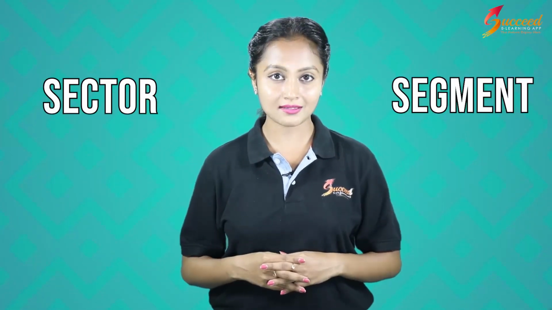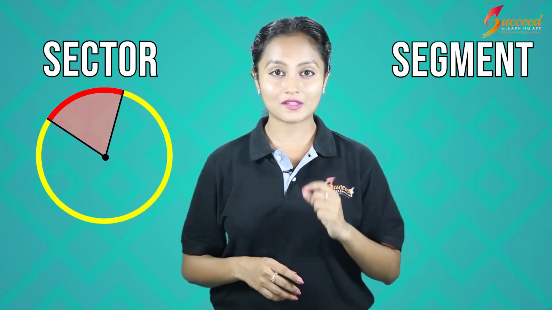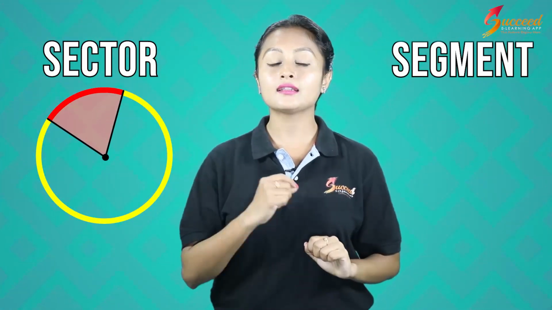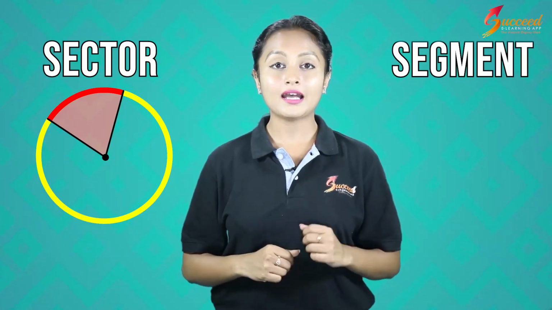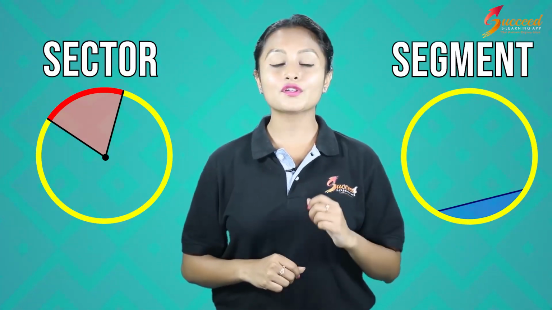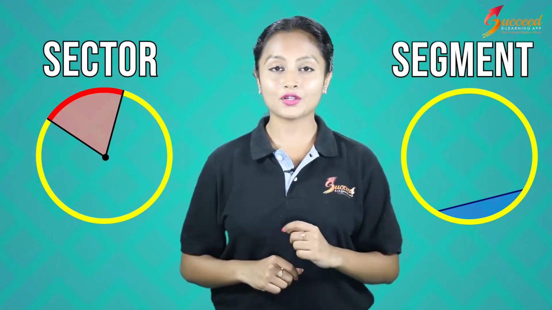Areas of sectors and segments of a circle. In your previous classes, you have learnt what are sectors and segments. If you recollect, sectors are a portion of a circle which is enclosed by 2 radii and the arc of a circle. And segment is again a portion of a circle which is enclosed by the chord and the arc of a circle.